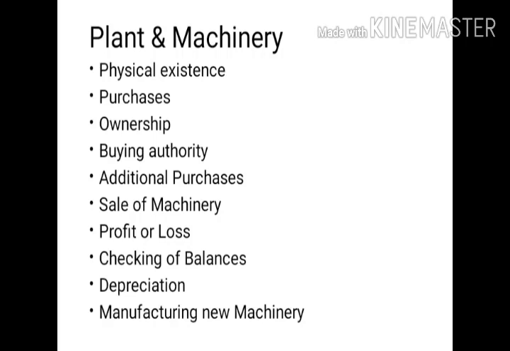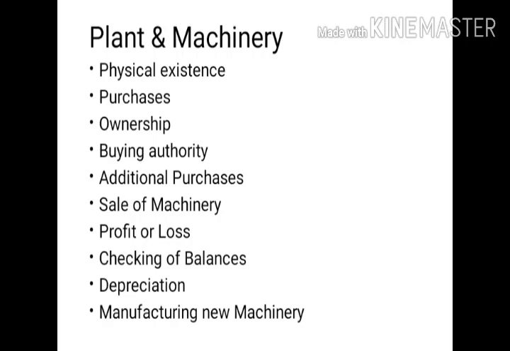Additional purchases. The management can also purchase additional plant and machinery, but it must be recorded in the books of accounts and in the register of plant and machinery. The auditor is going to check the vouchers, date of purchase, and also the amount of plant and machinery in the books of accounts. Opposite to purchase, sales of machinery.